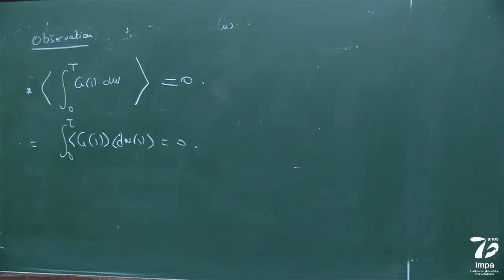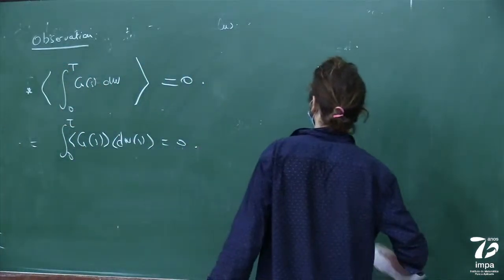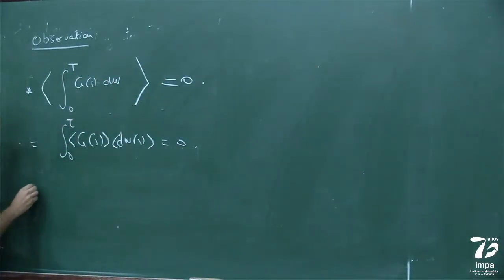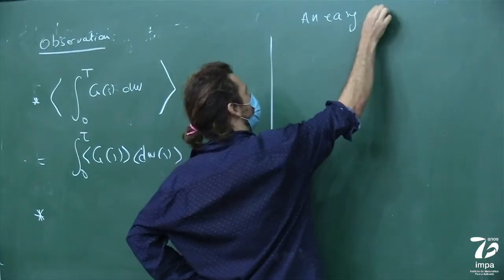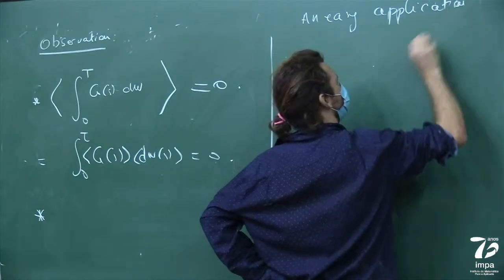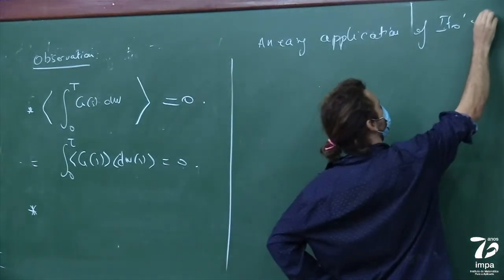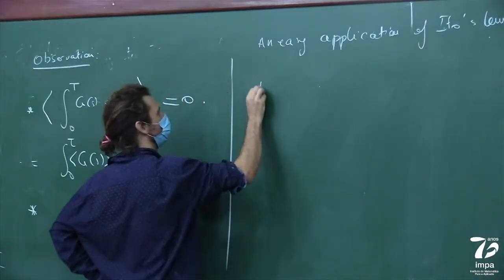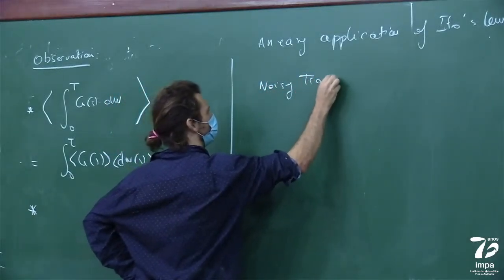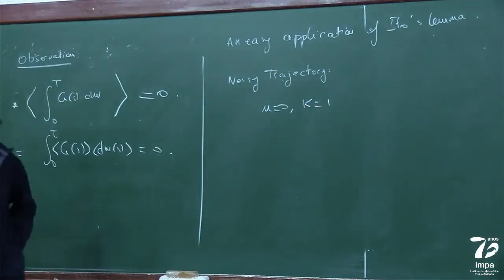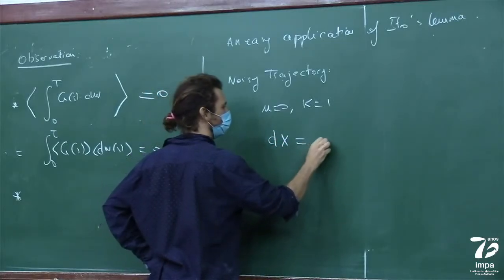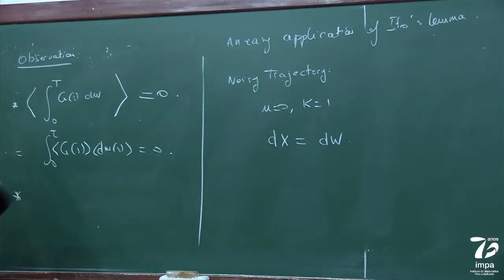And the second property, just an easy example before something a bit more involved. The easiest noisy trajectory is one for which the underlying velocity field is vanishing. So an easy application of Ito's lemma: take a noisy trajectory such that u equals 0 and kappa equals 1, so that dx equals simply d omega. There is no advecting velocity.